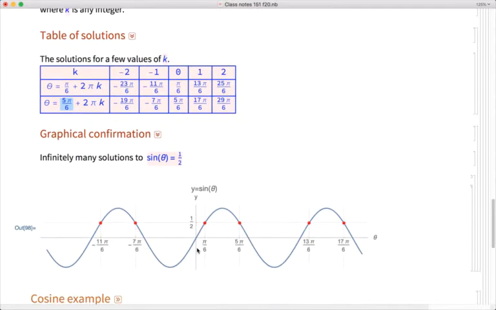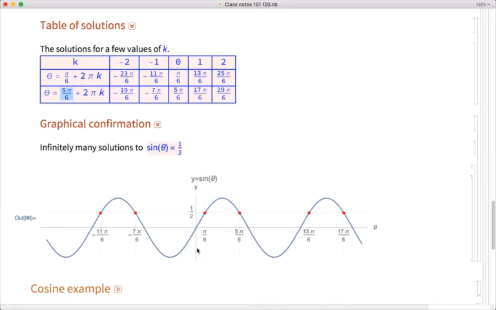Here's the graphical confirmation of what we're finding in this table. Again, we're looking for the solutions: when does sine of theta equal 1/2? Graphically, we're trying to figure out for what values of theta the sine function intersects the horizontal line y equals 1/2. And pi over 6 and 5 pi over 6 were the two values that we found initially.